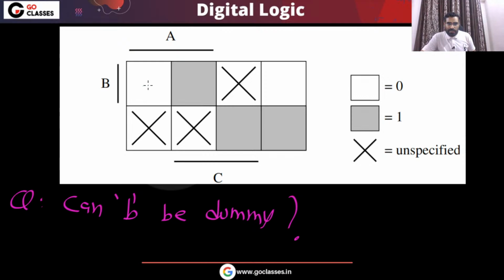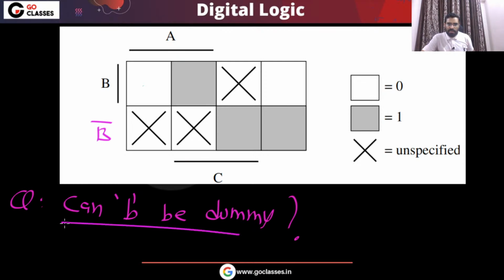See, when you are changing B, everything else you are keeping the same. Then basically you are going from here to here. If B is dummy, then what should happen? If B is dummy, then these should be same, these should be same, these should be same, and these should be same, because you are changing B. Here you have B, here you have B bar.